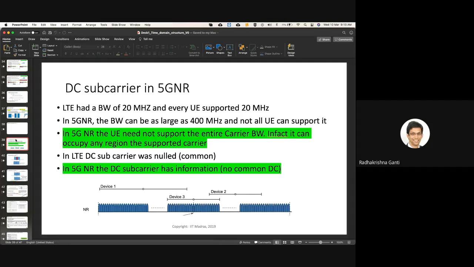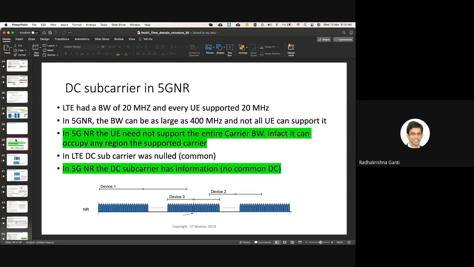In 5G NR, they said every user is not going to support the entire bandwidth anyway. We don't know what bandwidth they're going to support. So there is no point in nulling out the DC subcarrier. If you null out the DC subcarrier, that particular subcarrier has to be nulled out in the UE in a certain fashion, and that's too complicated. So they said that the DC subcarrier also will carry data.